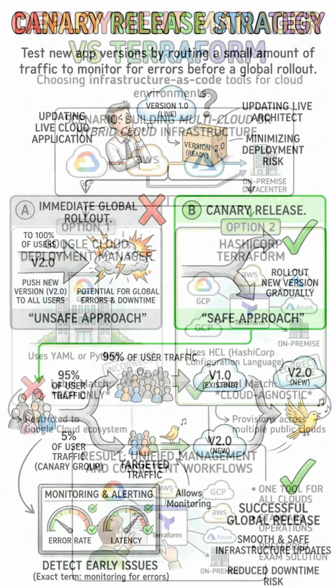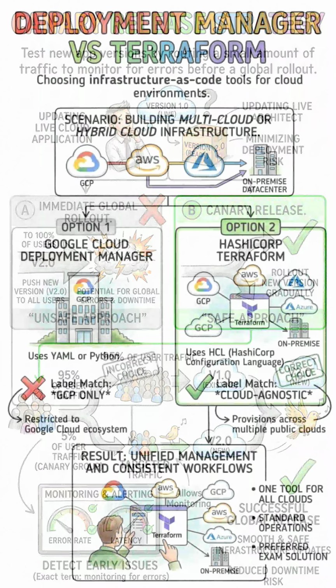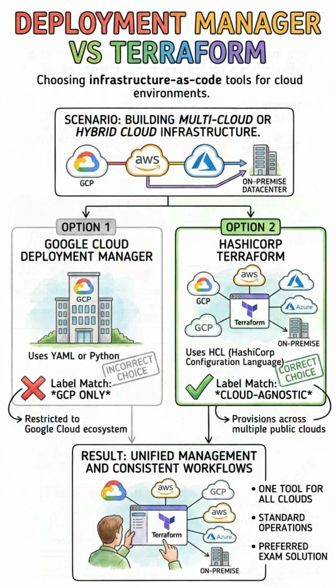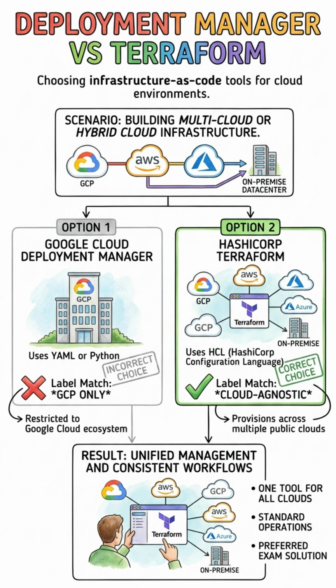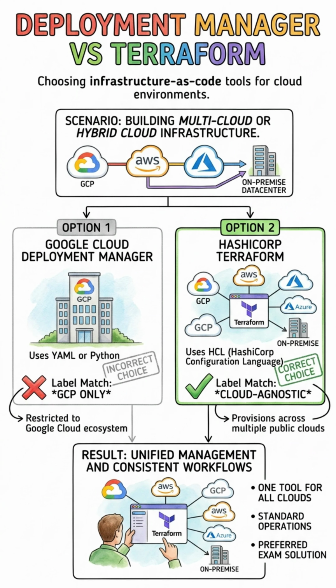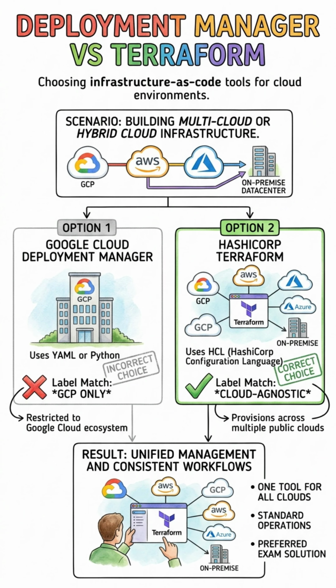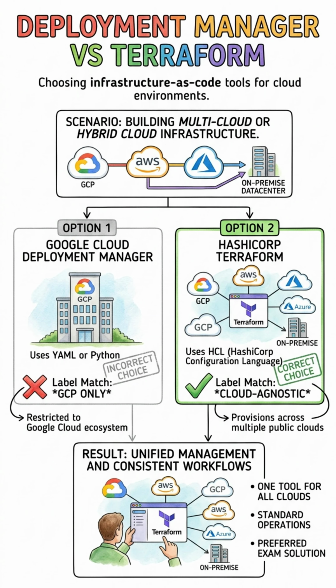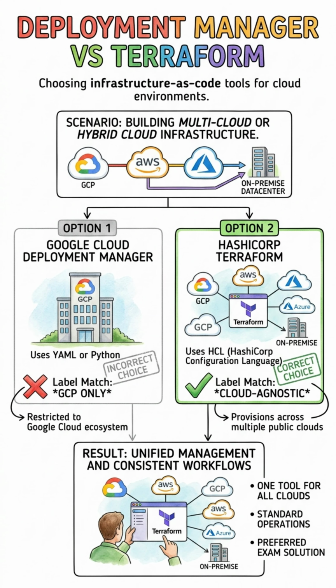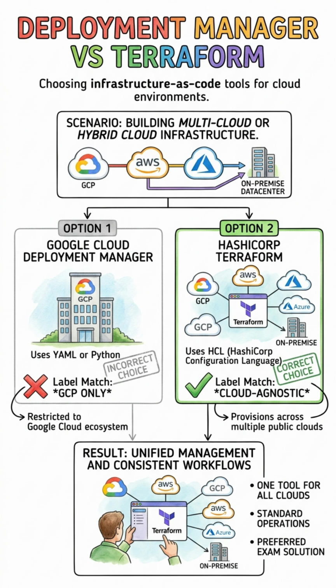While both Google Cloud Deployment Manager and HashiCorp Terraform achieve similar goals, understanding their differences is vital for passing the exam. Deployment Manager uses YAML or Python and is deeply integrated into Google Cloud, but it only works within the Google ecosystem. Terraform is cloud agnostic, meaning you can use it to provision resources across multiple public clouds simultaneously, making it the preferred and necessary choice for any hybrid or multi-cloud exam scenario.